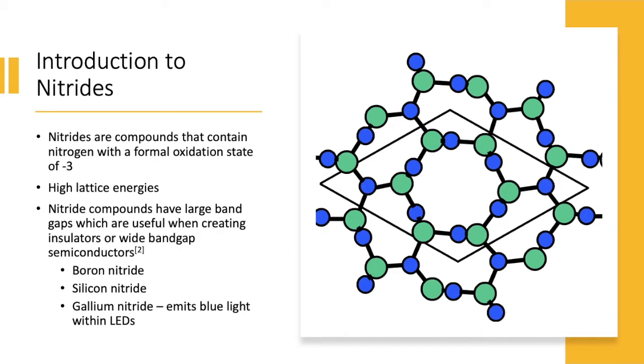So just a little bit more about nitrides. Nitrides are compounds that contain nitrogen with a formal oxidation state of -3. They typically have high lattice energies, and nitride compounds have large band gaps, which are useful when creating insulators or wide band gap semiconductors. A few examples of these nitrides are boron nitride, silicon nitride, and gallium nitride. Gallium nitride emits blue light within LEDs, which is one of the many applications that come with it. Those three examples are going to be the focus of this discussion: the boron, silicon, and gallium nitrides.